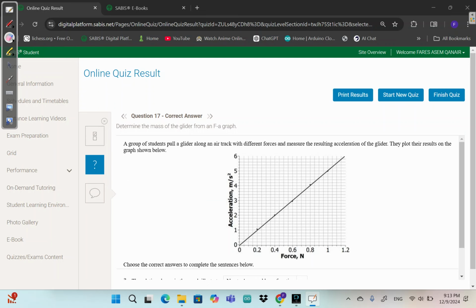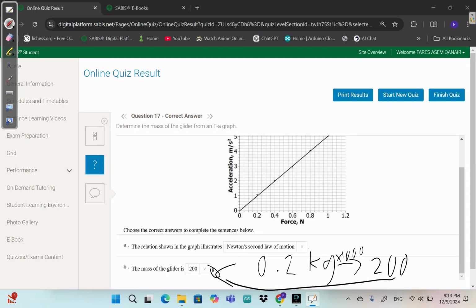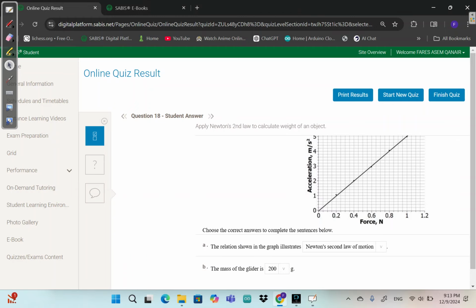So we go down now to the question. They're asking for the mass of the glider. We found it to be 0.2 kg. They want it in grams. So to convert to grams, we multiply by 1,000, which if we do, we're going to get 200. And that's our answer. So that's it for this question. Next question.